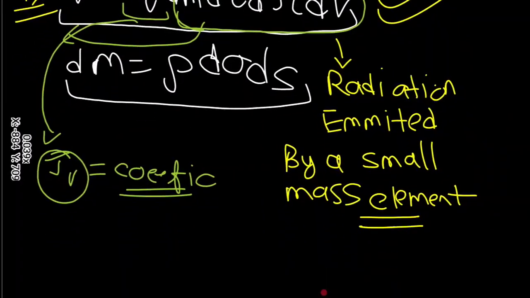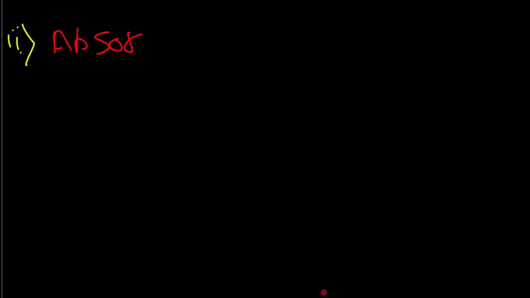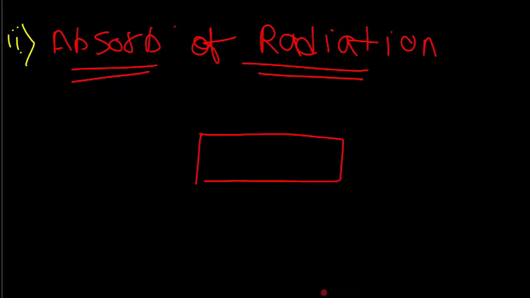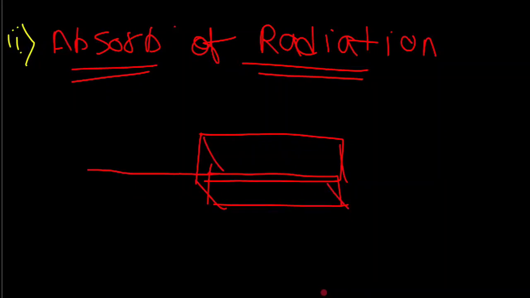Now let's move to our second notation. You might have guessed that it is another formula, related to the absorption of radiation. Okay, so now let me clarify this. Suppose that it's a thick material of thickness ds. This is a material of thickness ds, and radiation enters into this.